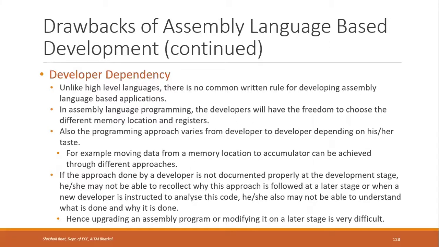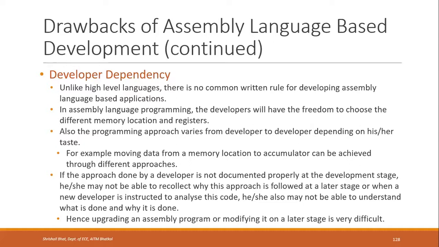One more drawback is developer dependency. As we have seen, each developer might have his own way of writing the program in assembly language, and the program will be dependent on the developer. So if a second or third person comes and tries to find the logic, it will be very difficult for him to take it forward. Unlike high level languages, there is no common written rule for developing assembly language based applications. So the developers have the freedom to choose different memory locations and registers, right? Also, the programming approach varies from developer to developer depending on his taste.